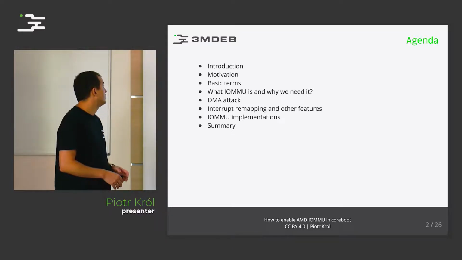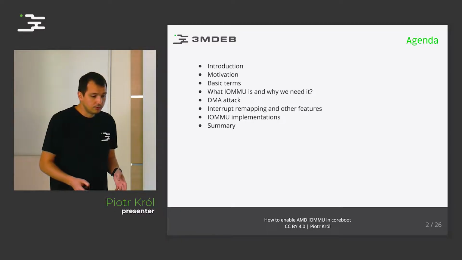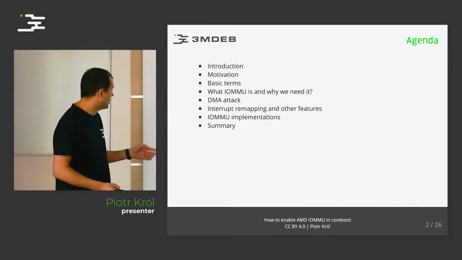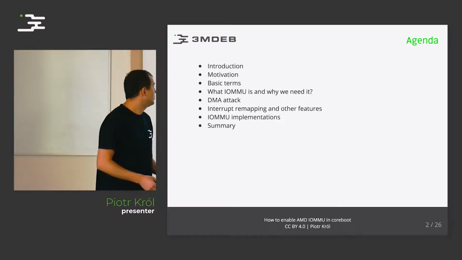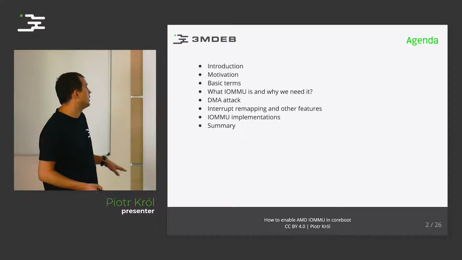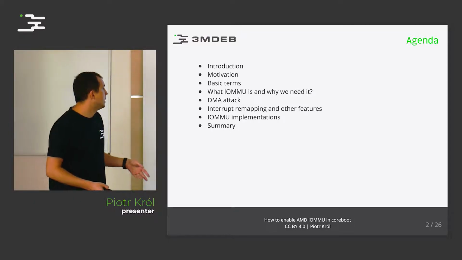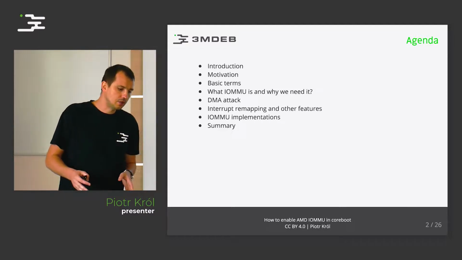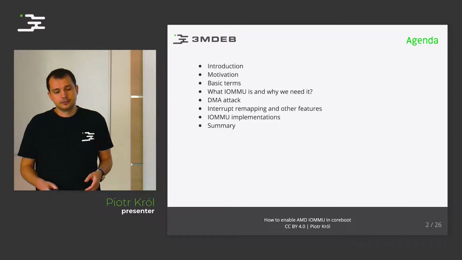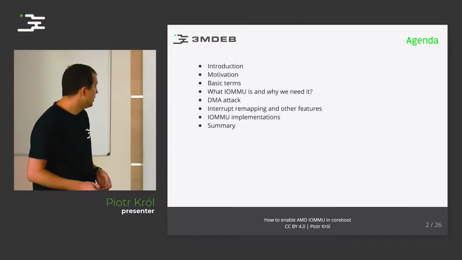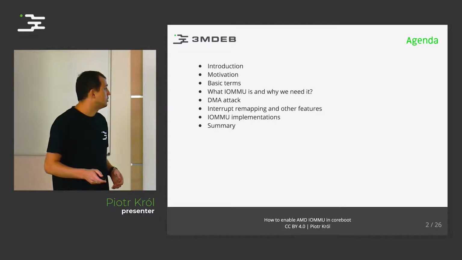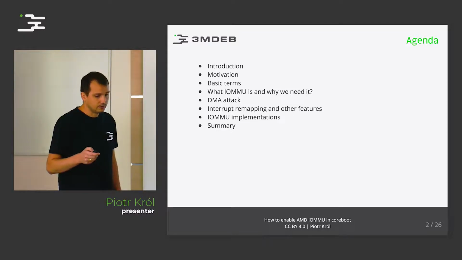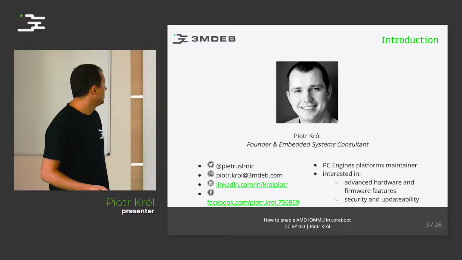Then I will talk about what can happen if there is no IOMMU, so DMA attacks. And other features of IOMMU like interrupt remapping, and what kind of IOMMU implementations we have on the market. And we will summarize with what we learned and what the next step is.